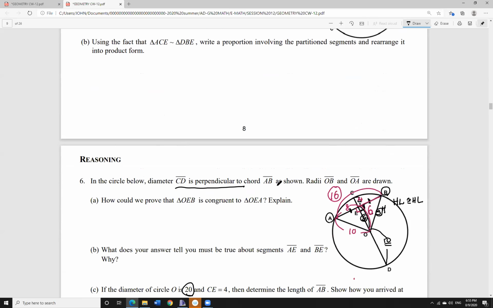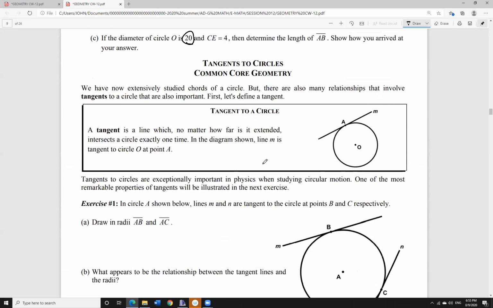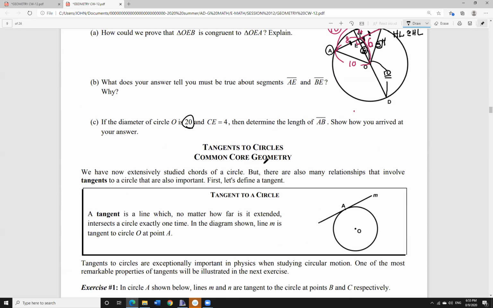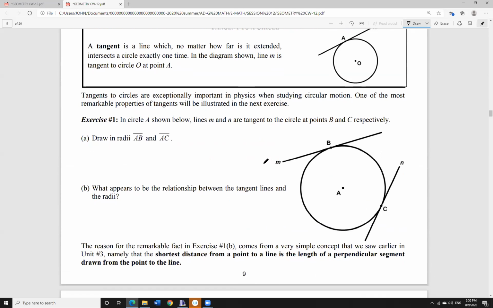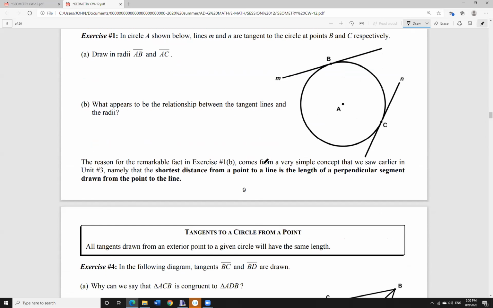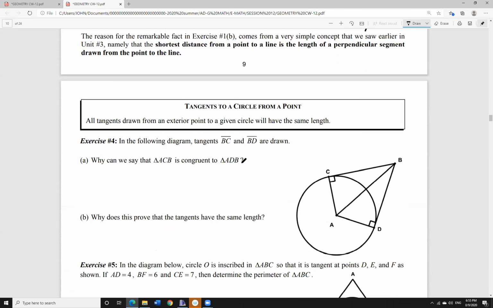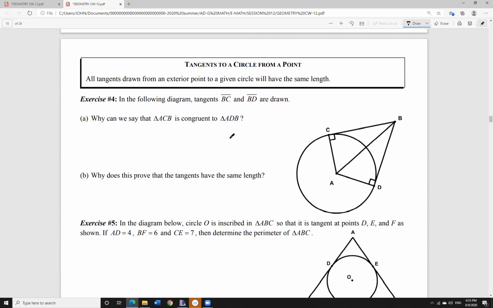Where is another? Oh, we have an exterior angle, okay? We have our exterior point outside. There's one more over here.